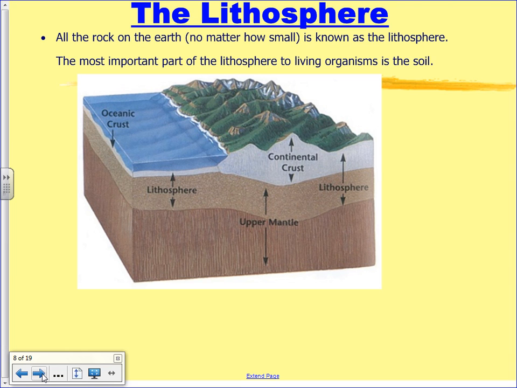The last part of the Earth that we get to talk about here is the lithosphere. The lithosphere is the solid or rock-containing part, because litho means stone. So the lithosphere is the part of the Earth that is made of rock. All rock on the Earth, no matter how small, is part of the lithosphere, and the most important part of the lithosphere is the soil. That is essentially the topmost layer of the crust of the Earth.